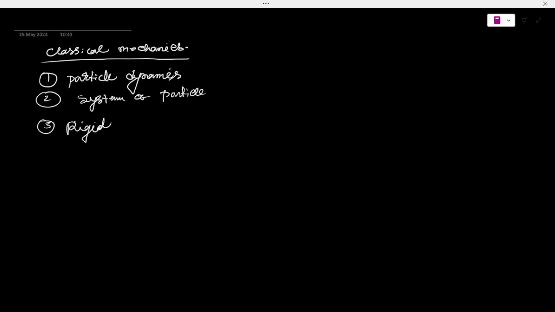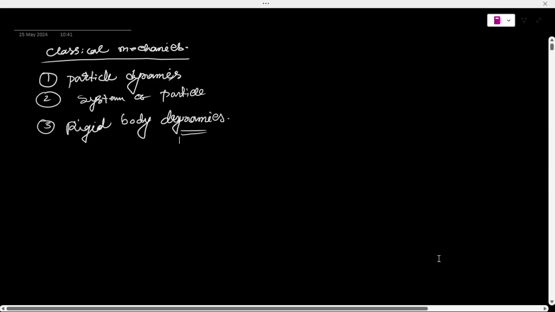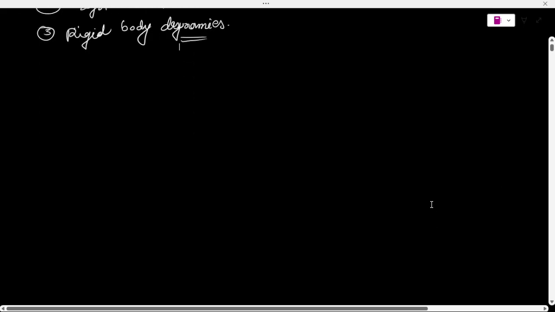Rigid body dynamics. So in classical mechanics, in particle dynamics, how will you concentrate and how will you learn? In particle dynamics, the first thing, number one, is the center of mass. So what is the center of mass?